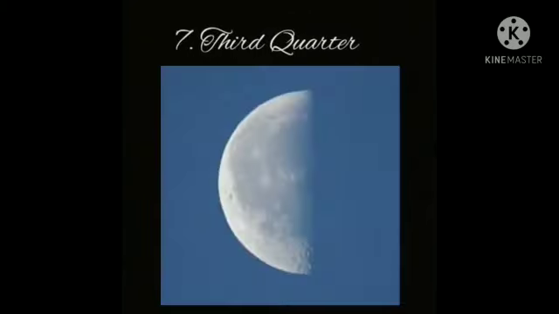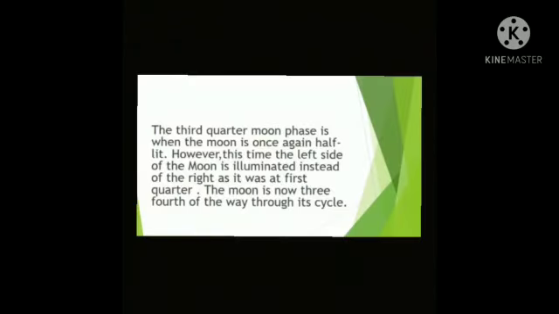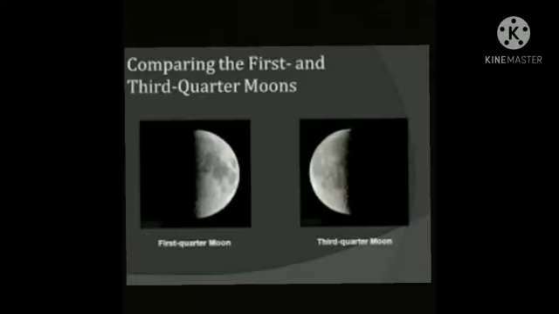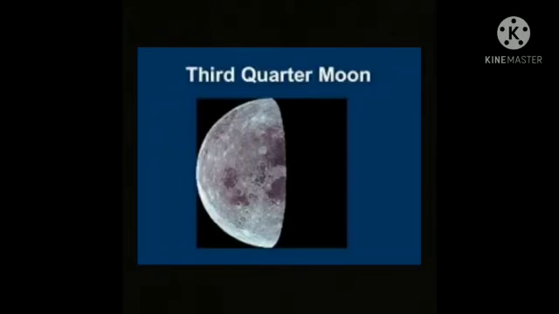Now, the next phase is third quarter moon. The third quarter moon phase is when the moon is once again half lit. However, this time the left side of the moon is illuminated instead of the right as it was at the first quarter. This time the opposite side of the moon is half lit. The moon is now 3/4 of the way through its cycle.